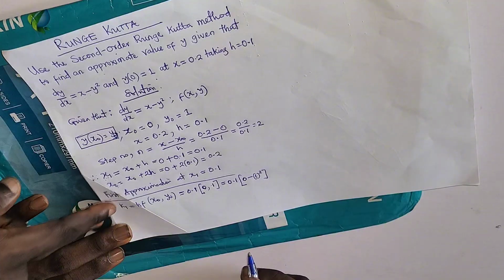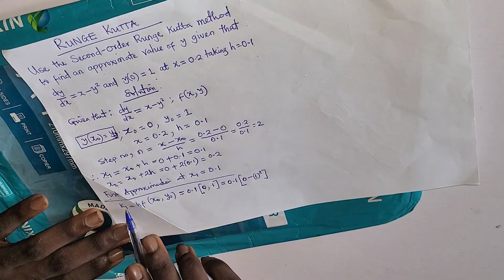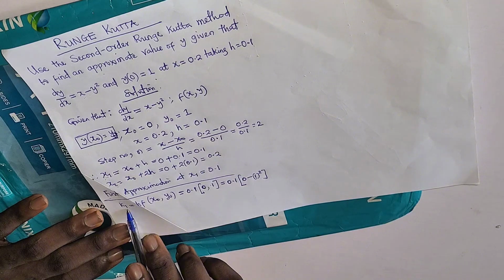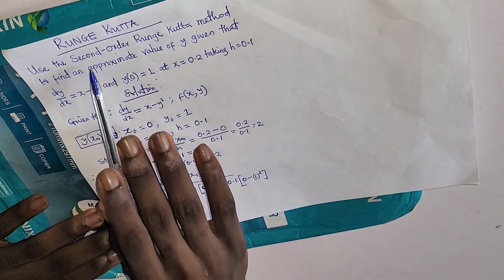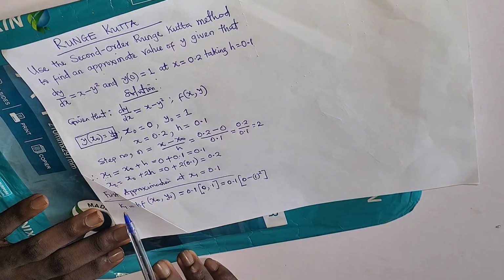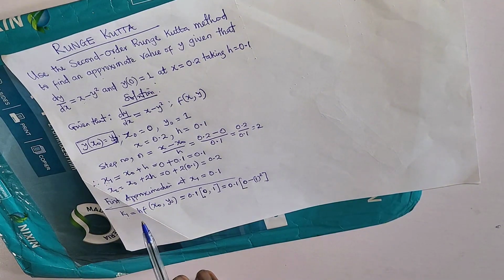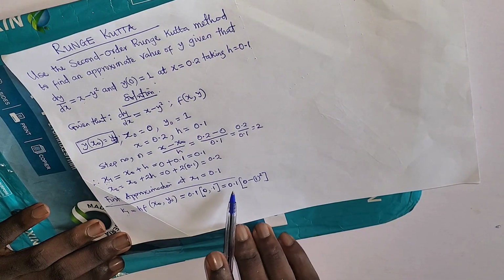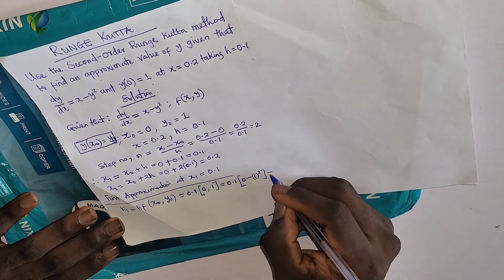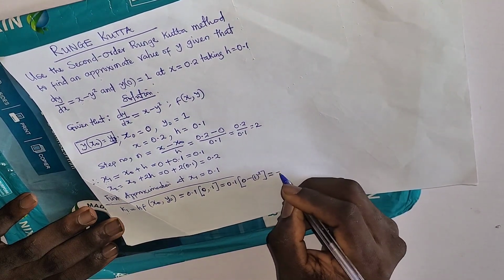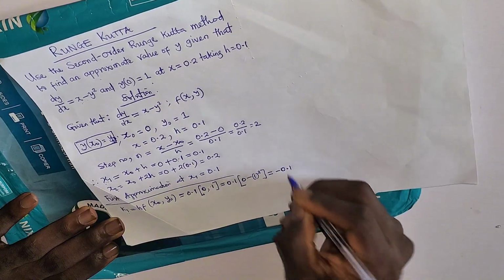So how come this k1? K1 implies first order Runge-Kutta. Since they said we should use second order, we are going to be stopping at what? K2. So now we are still solving for k1. If we use our calculator to do this, our k1 automatically becomes negative 0.1.